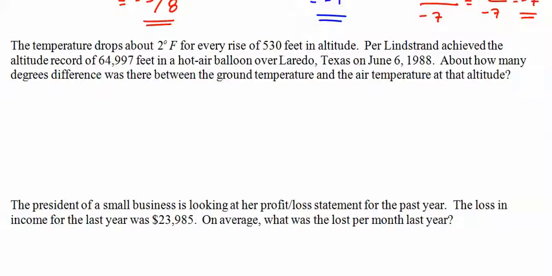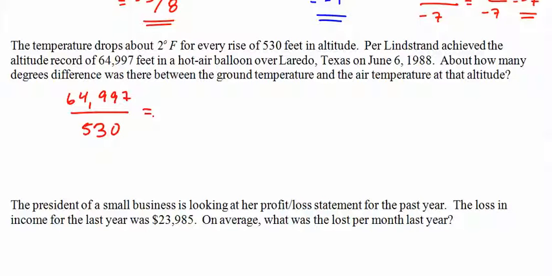A couple word problems. Temperature drops about 2 degrees Fahrenheit for every 530 feet in altitude. Per Lindstrand achieved the altitude record of 64,997 feet. About how many degrees difference was there between the ground and the air temperature at that altitude? Whoa. 64,997 over 530 equals a pretty serious drop in temperature. How low could it go?